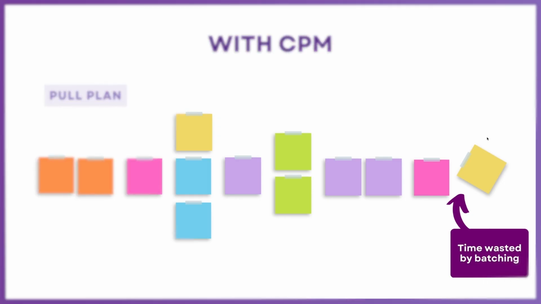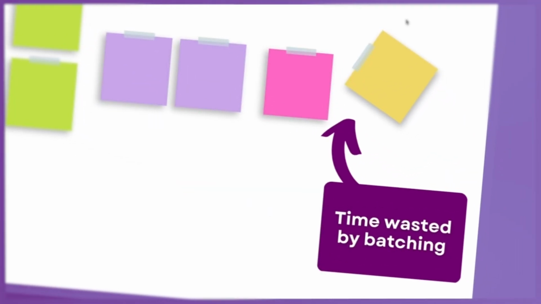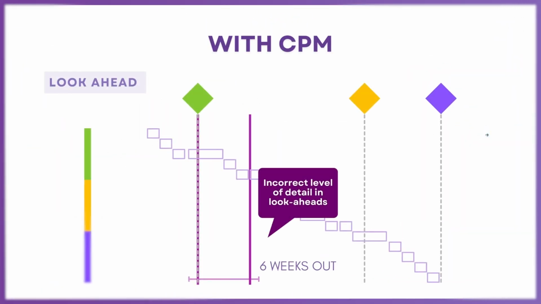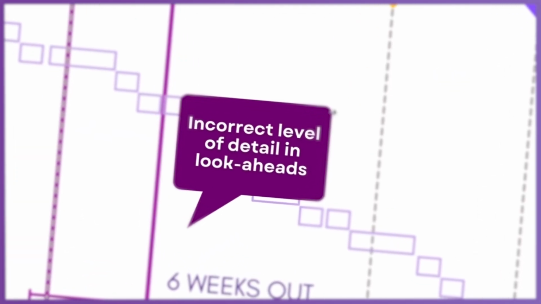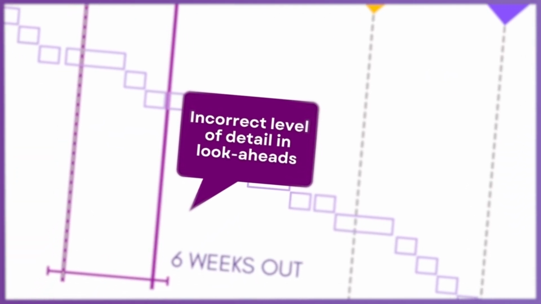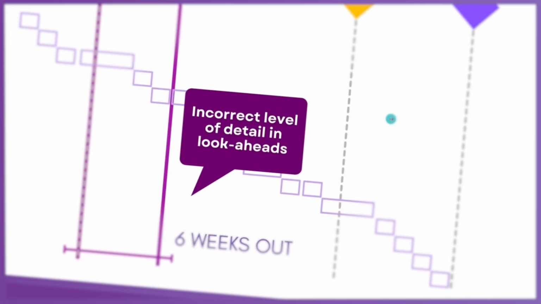And so you will have time that's wasted from batching from an incorrect milestone and because you're pull planning too much space or too much work. The other thing with CPM is that your look-ahead plans have an incorrect level of detail, meaning they're not broken up by zone, they're not timed by location, they're not optimized. So again, they're wasting time.